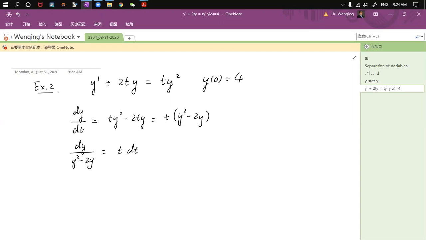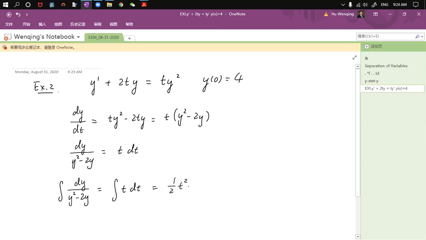Now, as long as you have this, you just want to integrate on both sides of this equation. So the integral of dy over y squared minus 2y is the integral of t dt. What's the right-hand side? By classical integration it is just one half t squared plus a constant. Now the question is, can you integrate dy over y squared minus 2y? Are you able to integrate this?